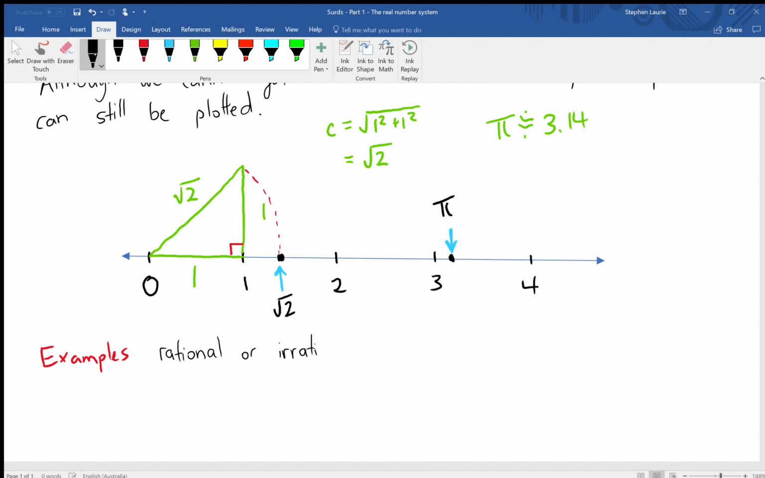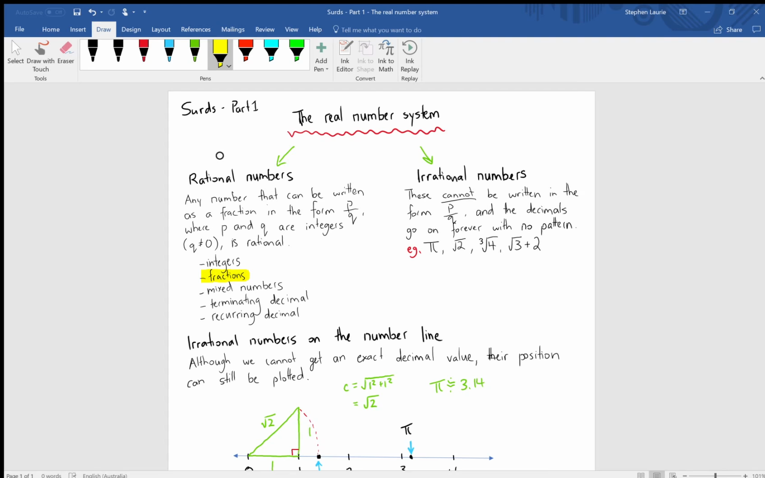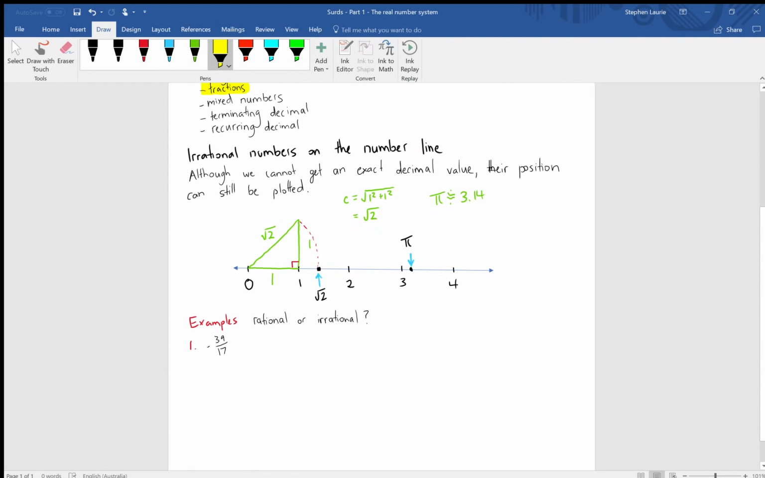Alright, number 1. Negative 39 on 17. Is that rational or irrational? Now if we go back to our notes, we can see that fractions are in the rational number system. So this must be rational.